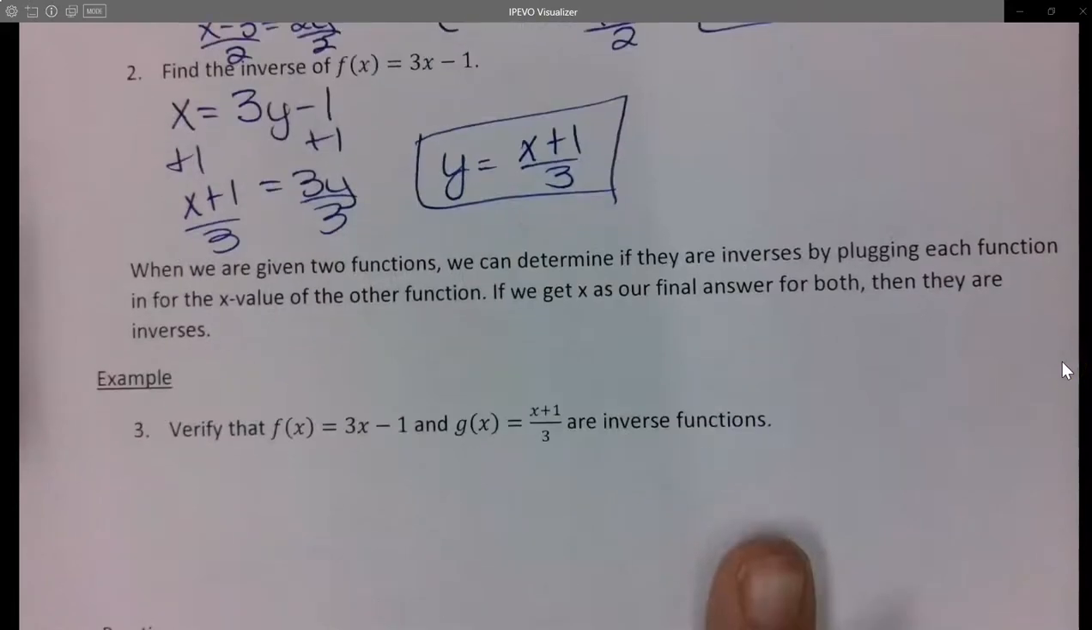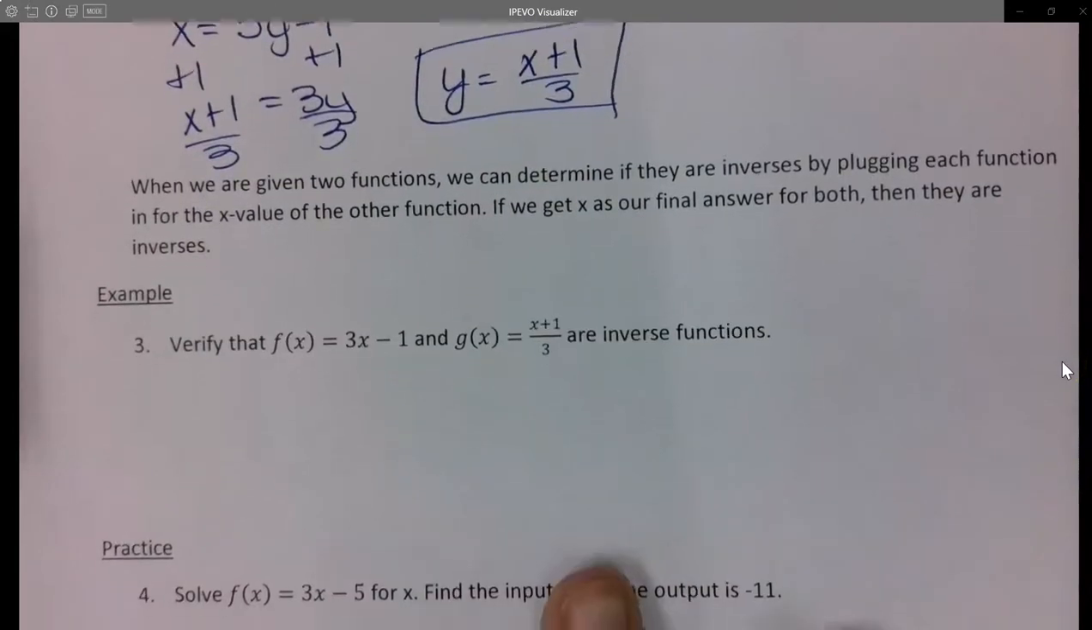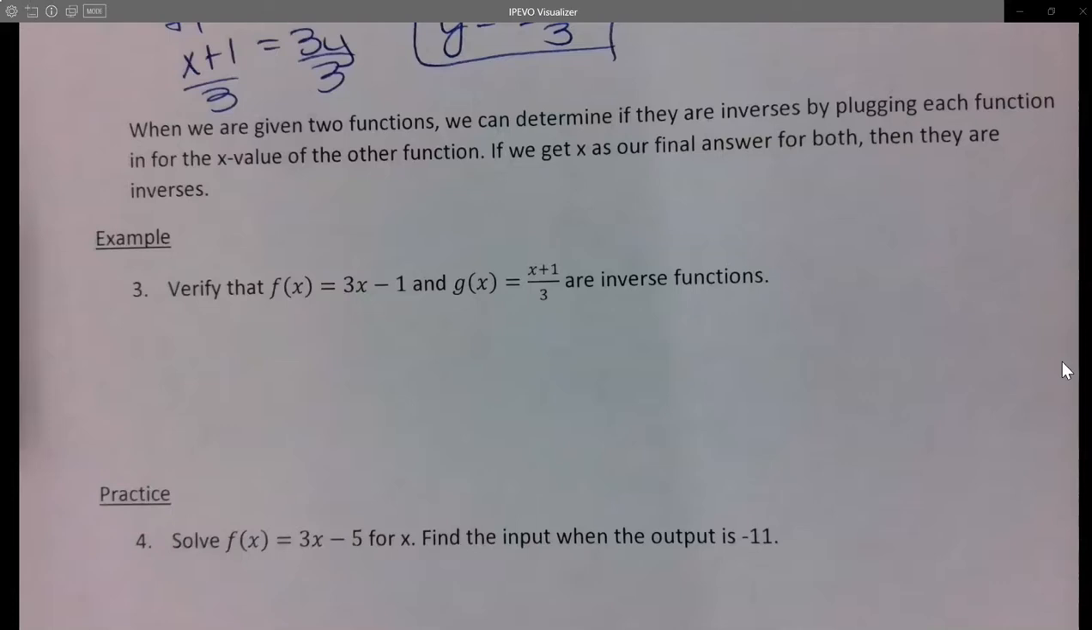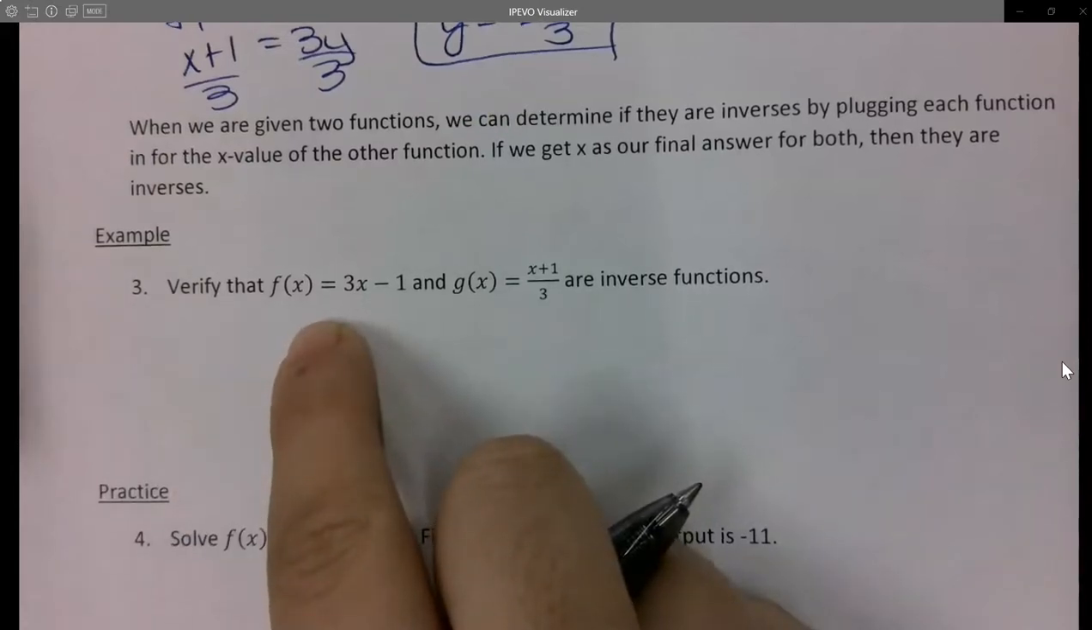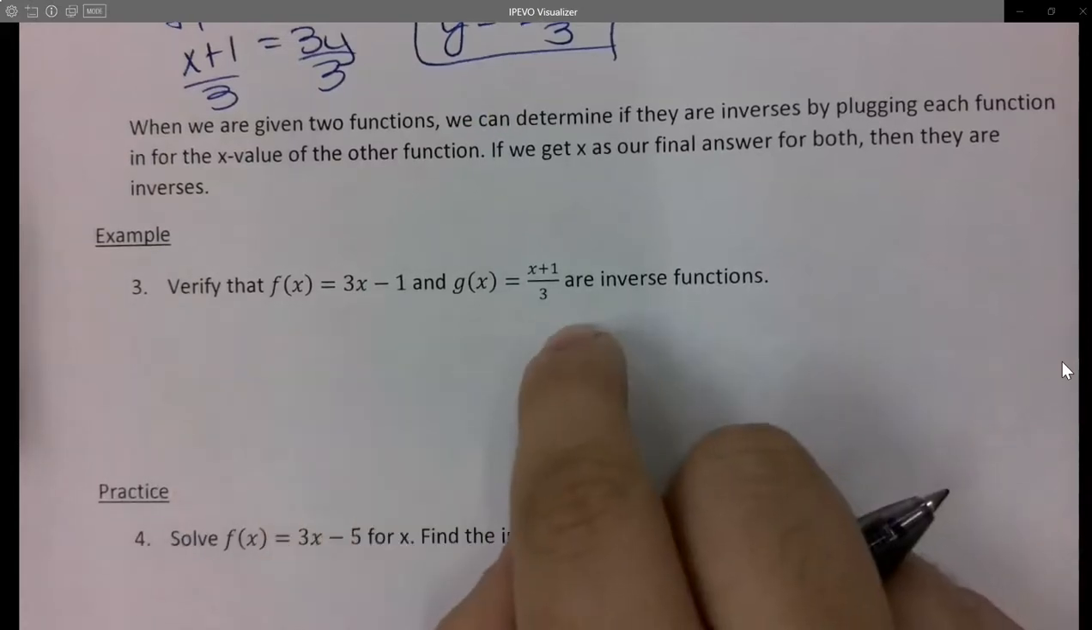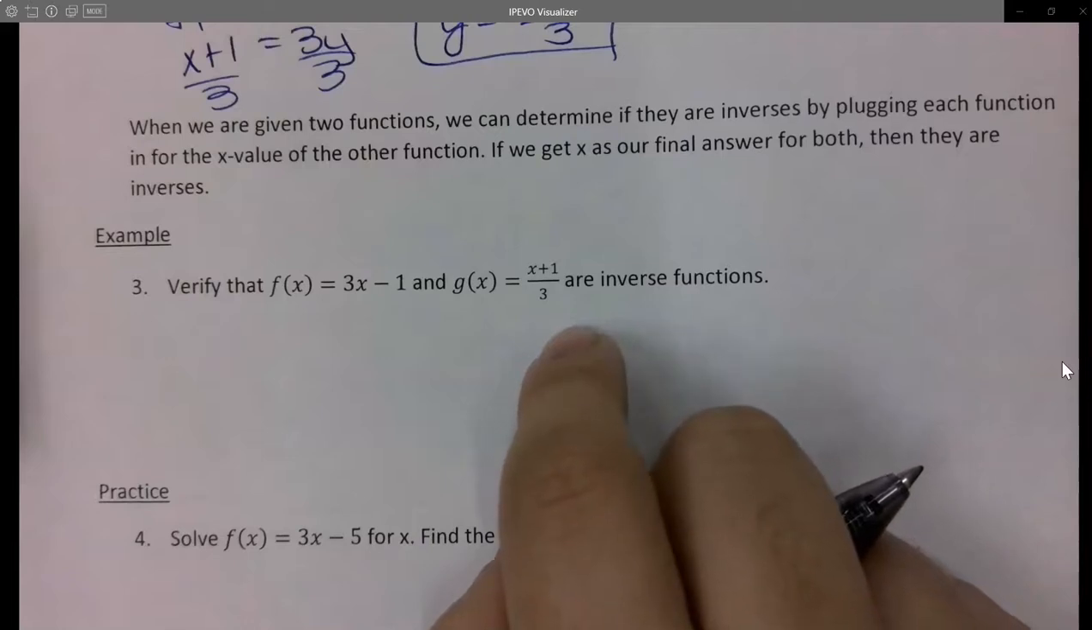Okay. So when I'm given two functions, I can decide if they are inverses by plugging each function in for the x value of the other function. If we get x as our final answer for both, they are both inverses. So I want to verify that f of x equals 3x minus 1 and g of x equals x plus 1 divided by 3 are inverse functions.